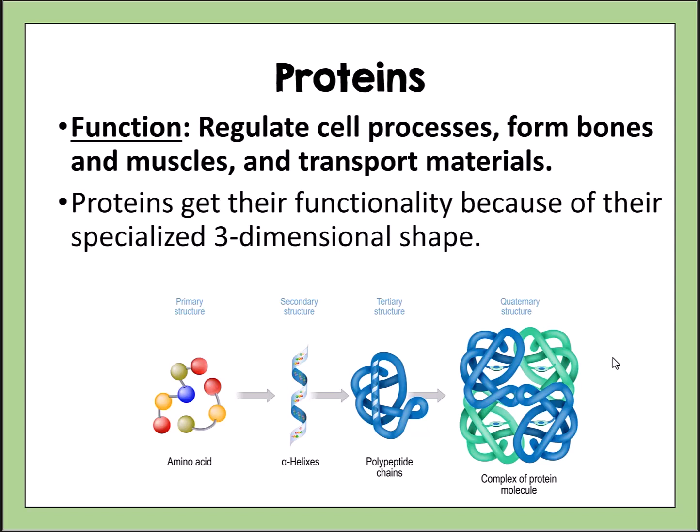Proteins get their functionality because of their specialized three-dimensional shape. So this is an amino acid, which we've discussed before, and then those amino acids can wind up into something called a helix, and they can then fold into a structure known as tertiary structure, and they can join together with other proteins to form a quaternary structure. So this is a finalized protein, but the final protein structure here is essential for the jobs that the proteins have to do in the body.